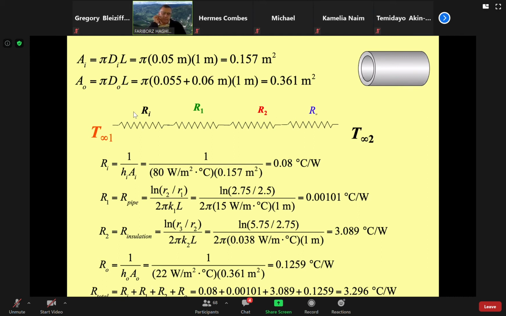Okay, now the problem is asking you the heat loss, okay? Therefore, you know the temperature difference now, inside and outside. You know the temperature of the fluid inside the pipe, and the temperature outside, T infinity. Calculate the heat loss. Tell me, how much is the heat loss? Easily calculated. Q loss is equal to the temperature difference divided by the total resistance.